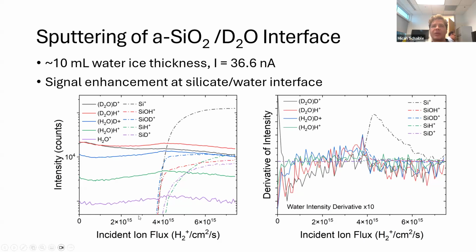When we look at how that secondary ion spectra changes as a function of the incident ion fluence, we see that there is at first a slight decrease and then a slow increase in the sputtered water signal. These solid lines all represent different water group ions. The most dominant water group ions, again, are the D2OD+ and the D2OH+. We see that those reach a peak, as do all of the other water group ions, just as those substrate ions are beginning to grow in.